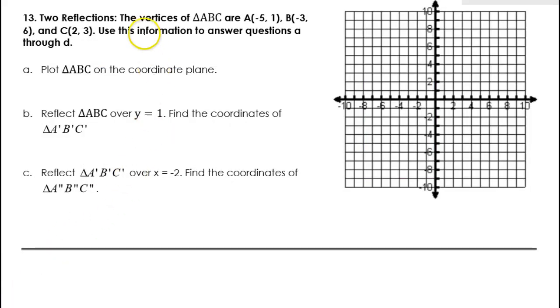All right, problem number 13 is walking us through a double transformation, 2 reflections. So first we are to plot triangle ABC on the coordinate plane. So here we go. -5, 1 would be right here, and -3, 6 would be right here, and 2, 3 would be here. All right, so these are the coordinates of triangle ABC.